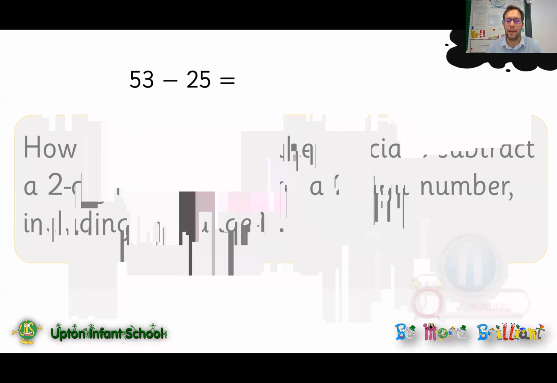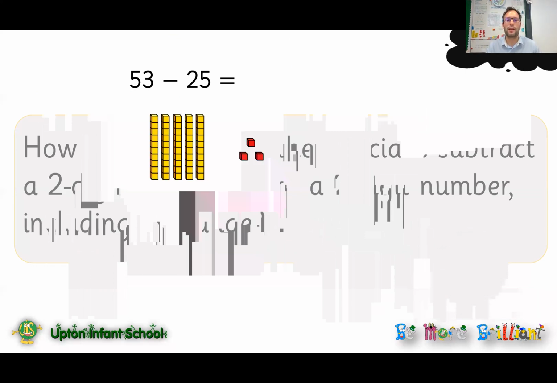Okay, let's have a little look. So 53 take away 25. The first thing we need to do is to make 53. Now, hopefully you've done this already. If you haven't, make 53 for me. Now we need to take away 25. So here I've got 3 1s that I could take away. I need to take away 5 1s in total. So I'm going to need to exchange.